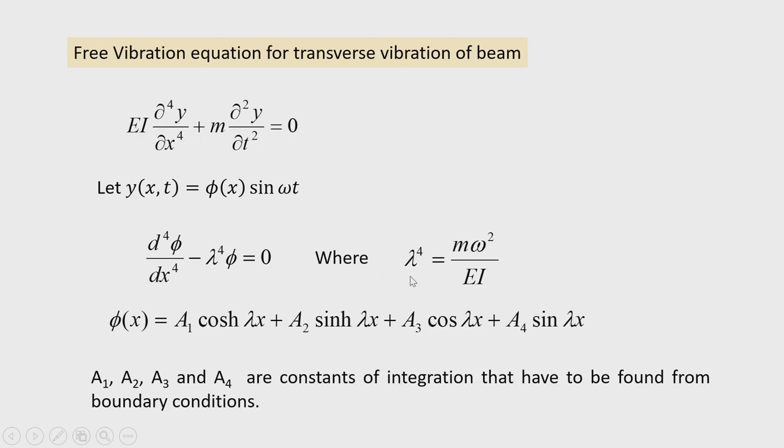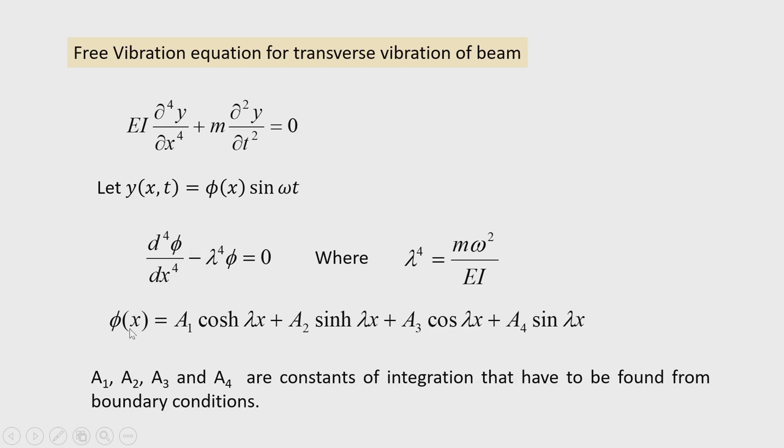So now you can see that introducing m omega square by EI as a parameter lambda to the power 4, we can now write the equation as d to the power 4 phi divided by dx to the power 4 minus lambda 4 phi equal to 0. So this is the differential equation that needs to be solved to find the mode shape function. The solution I have discussed in the last class.